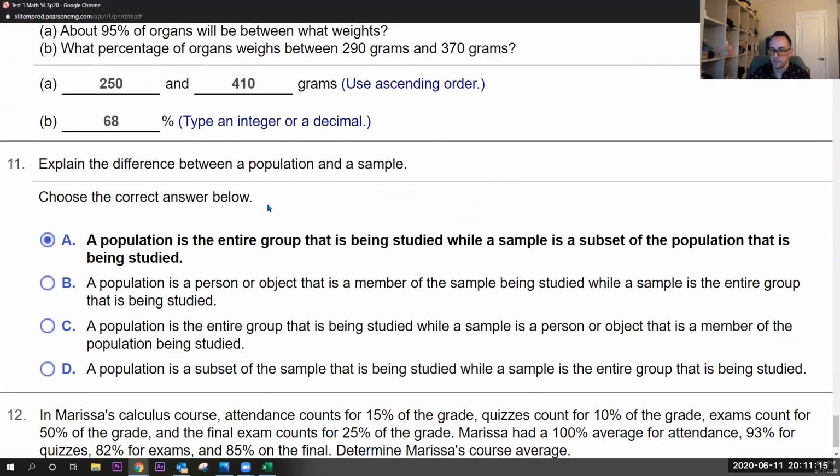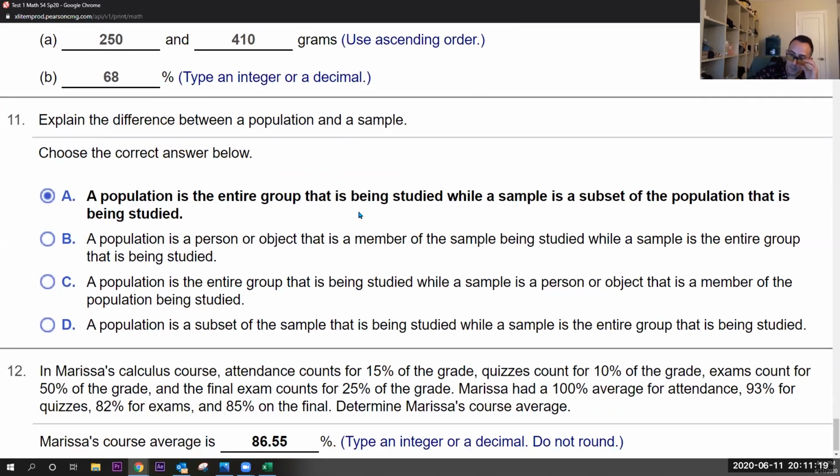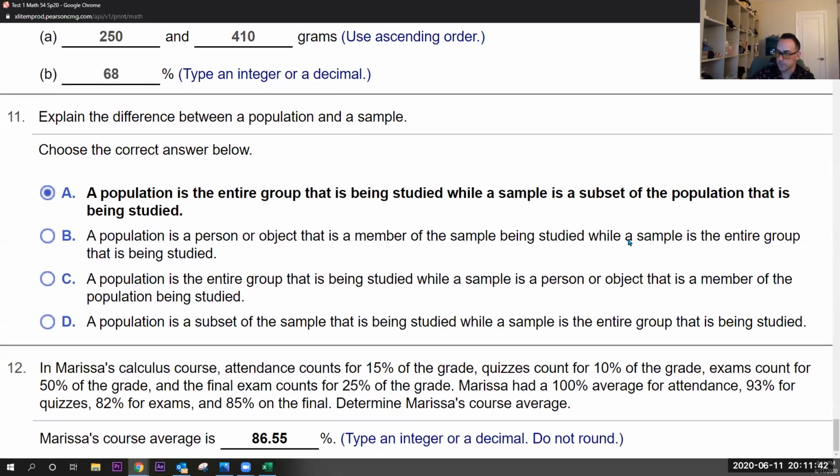Number 11, what's the difference between a population and sample? It says a population is the entire group that is being studied, while a sample is a subset of the population being studied. Population is everything, sample is subset. That was your number 11. Number 12 was what? I think 12 was the last one.